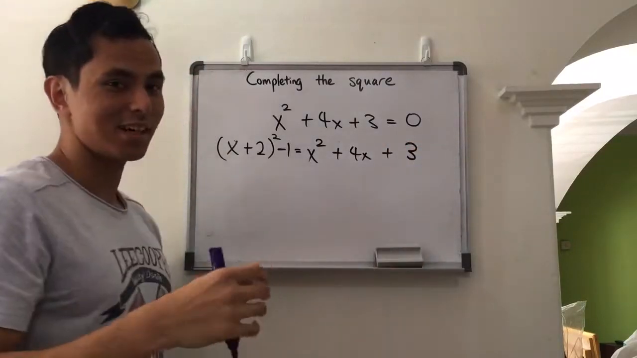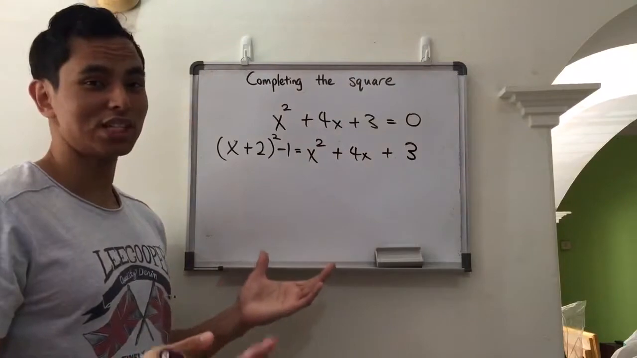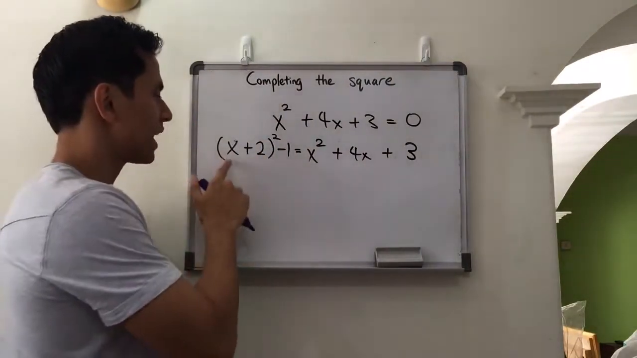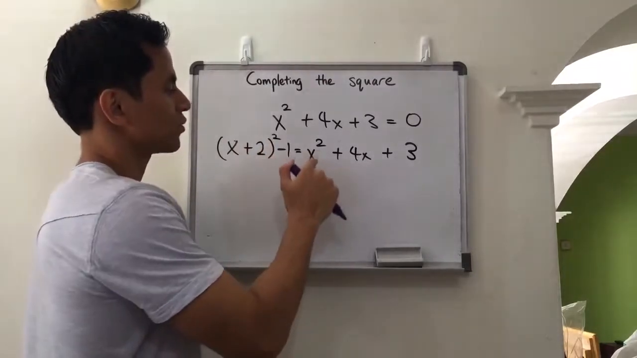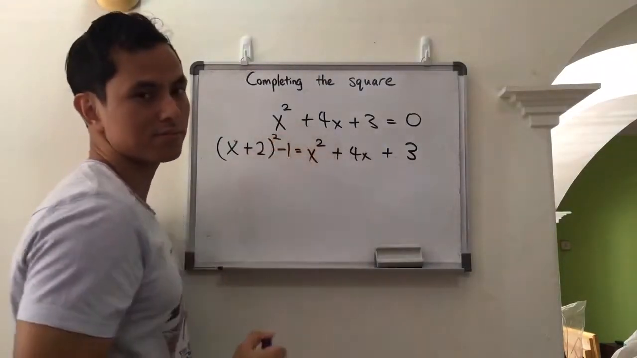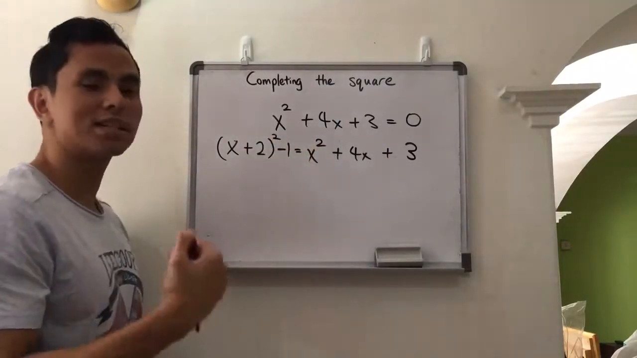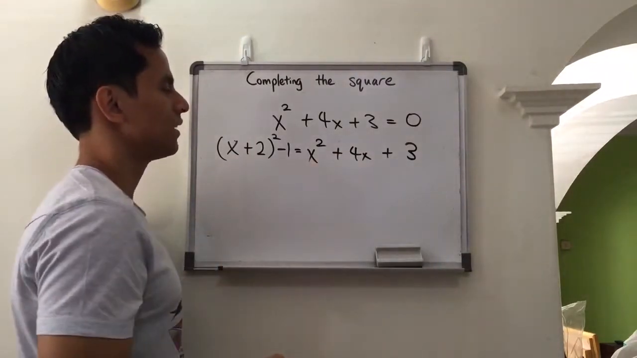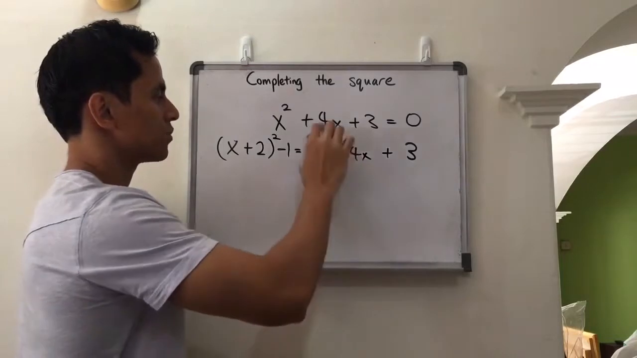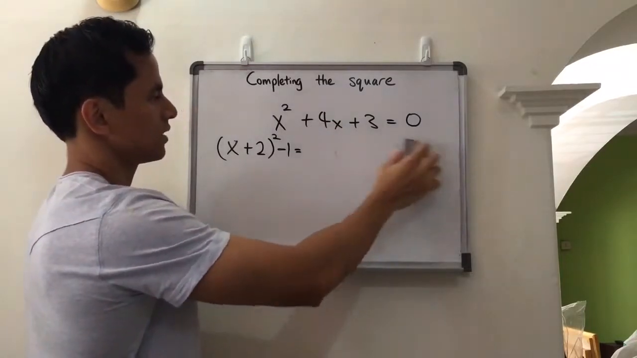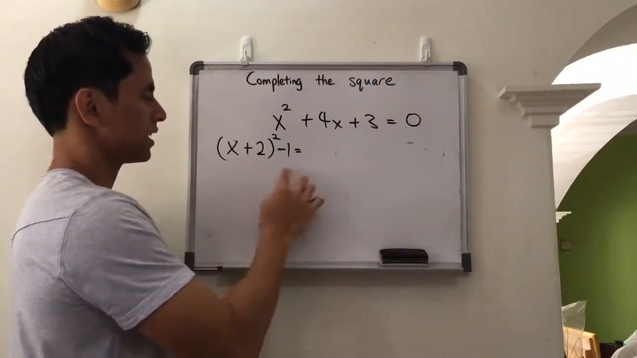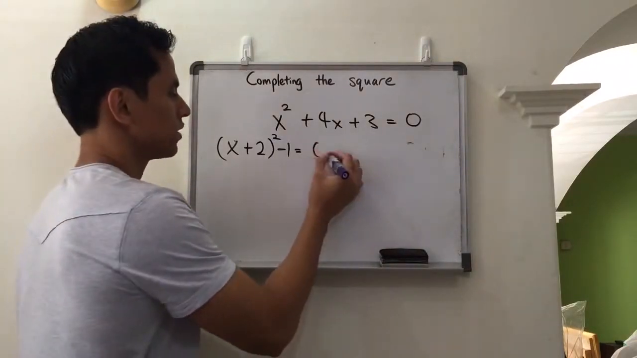So suddenly, what seems like a deviation is actually back to our original question, isn't it? Because with (x + 2)² − 1, we are back to what we have at the start. So this is the trick of completing the square. Realize that this equals this, therefore you can just replace this thing here with this thing here, and say that this thing here equals 0, right?